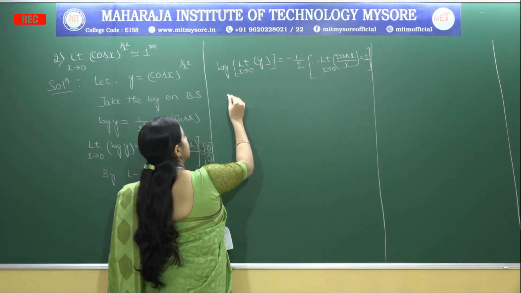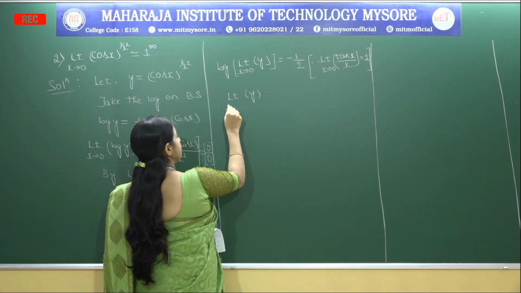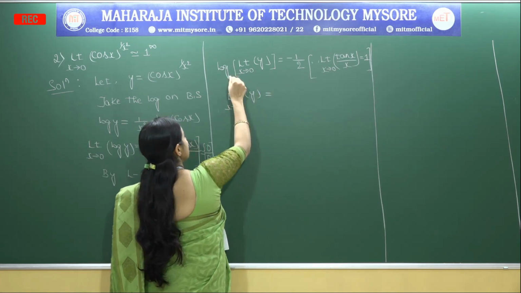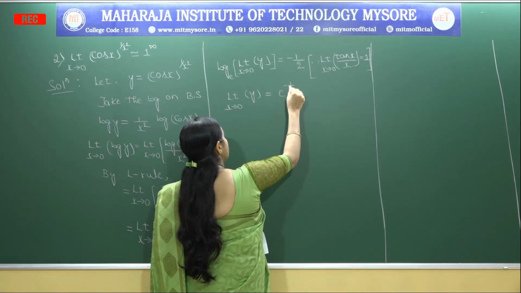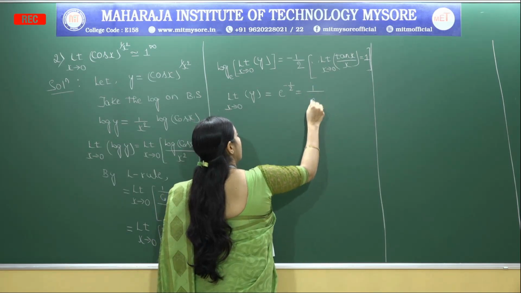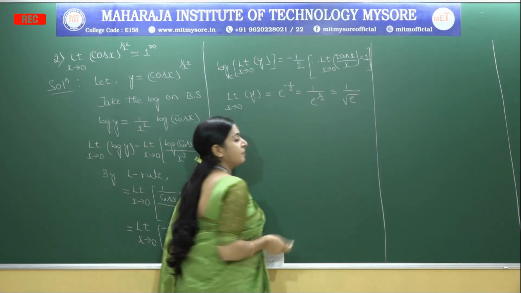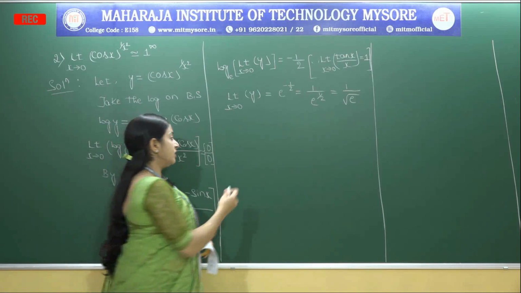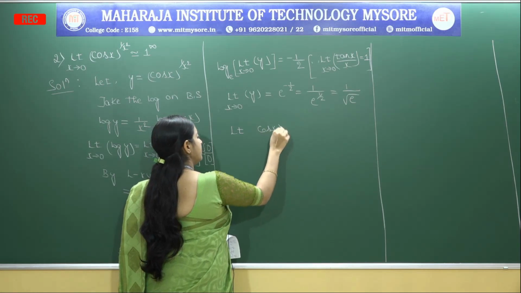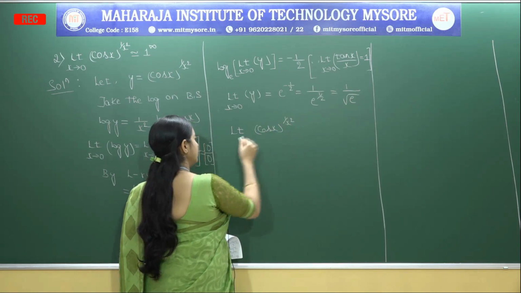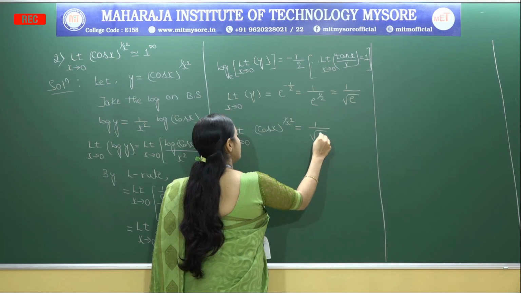Then the limit of y as x tends to 0 equals, since you have log with base e, you can take it to the RHS part, you will get e power minus 1 by 2. You can write this term as 1 by e power 1 by 2, or simply it is 1 by root e. Starting with y, which we took as cos x with the power 1 by x square as x tends to 0, this equals 1 by root e. That is the answer.